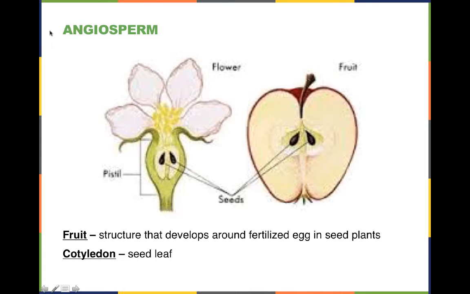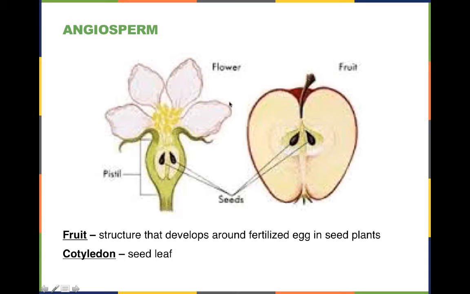Then the most complex is the angiosperms, and the angiosperms are distinguished by the formation of true flowers, which have both male and female parts. The pistil is where the female part is, and then these little branches here are anthers, where the male part is. Fertilization occurs, and then seeds are produced.